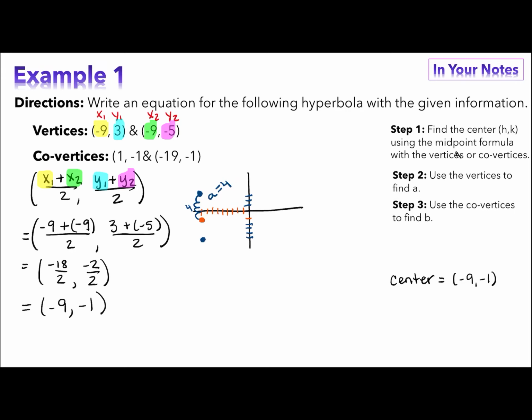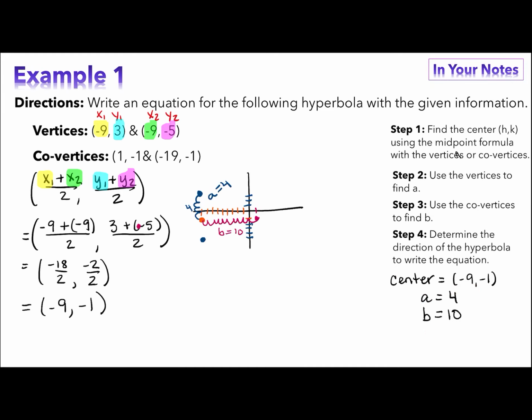We use that same process to find the co-vertices. So we're going to use the co-vertices to find B. So once again, I plotted the 2 points. We got 1, -1, so I started at 0, 0, right 1, down 1. And then we've got -19, -1. I did not feel like counting left 19, so I just did a rough sketch. I went left a lot and then down 1. Again, the distance from the center to the co-vertice is B. So I counted the distance. It was 10 ticks in between. Therefore, B is 10.